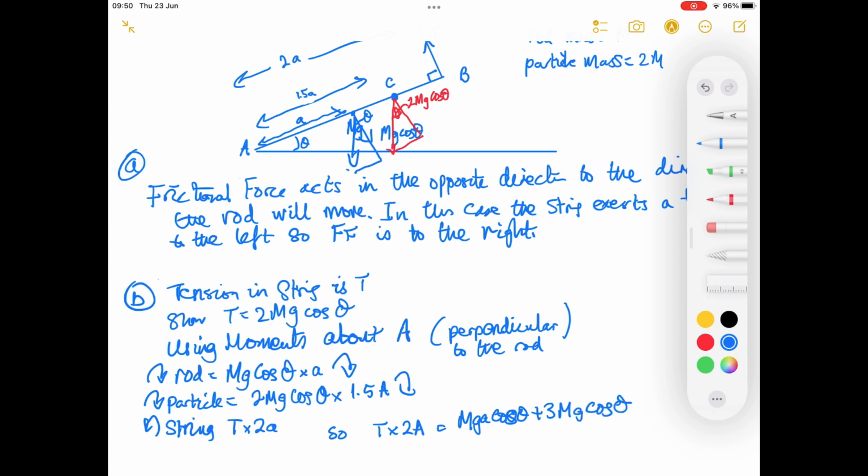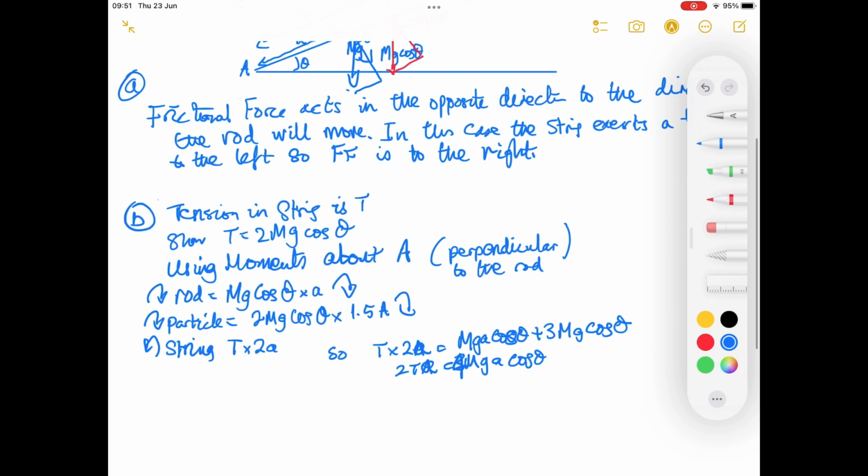And then you've got 2Ta equals 4mg a cos theta, and that means T equals 2mg cos theta.